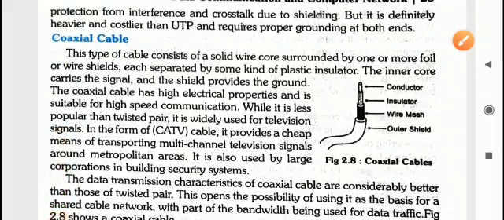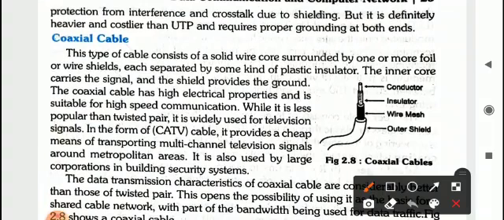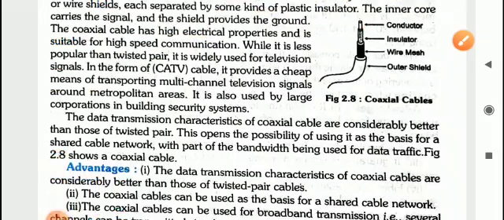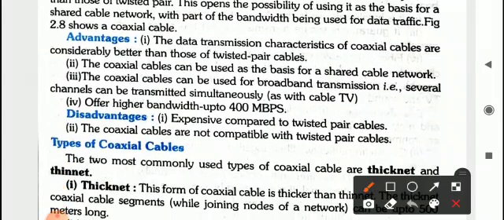Then we have coaxial cable. Basically these types of wires are found in TVs. This type of cable consists of solid wire surrounded by one or more wire foil or wire sheet, each separated by some kind of plastic insulators. And the inner core carries the signal. You can see this is the inner core that carries the signals. Okay, what are its advantages?